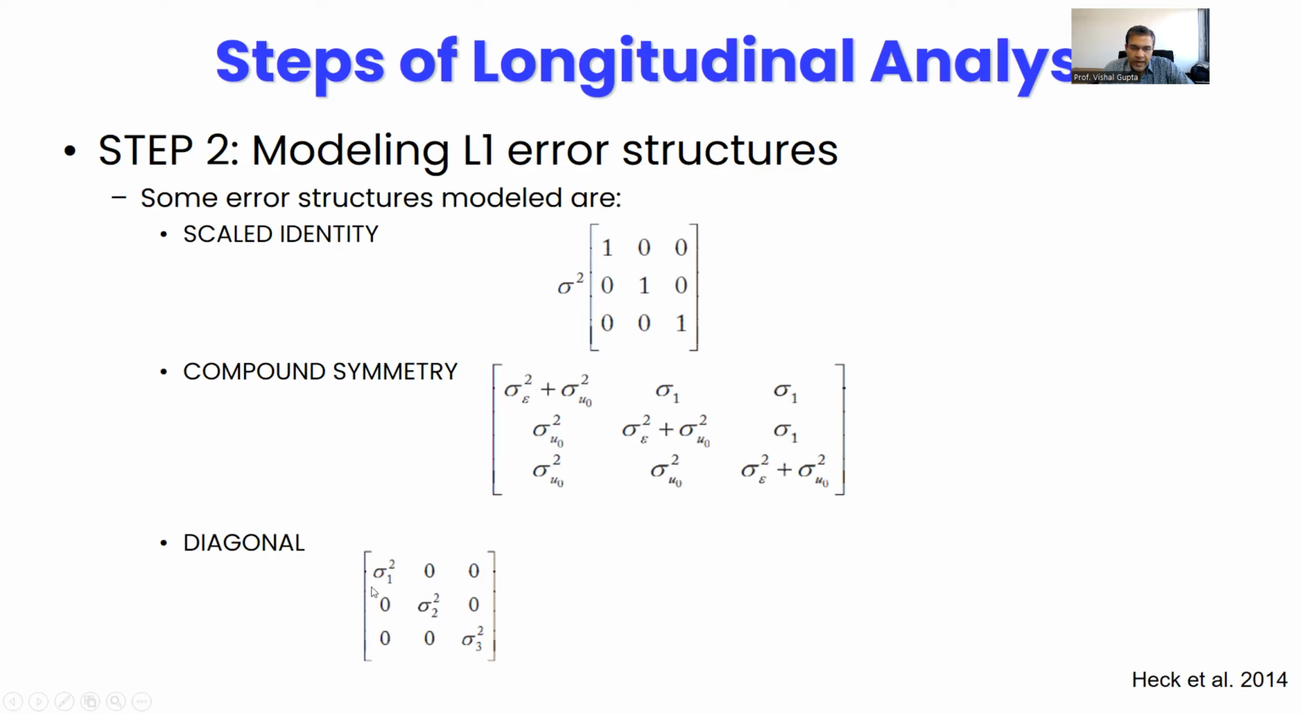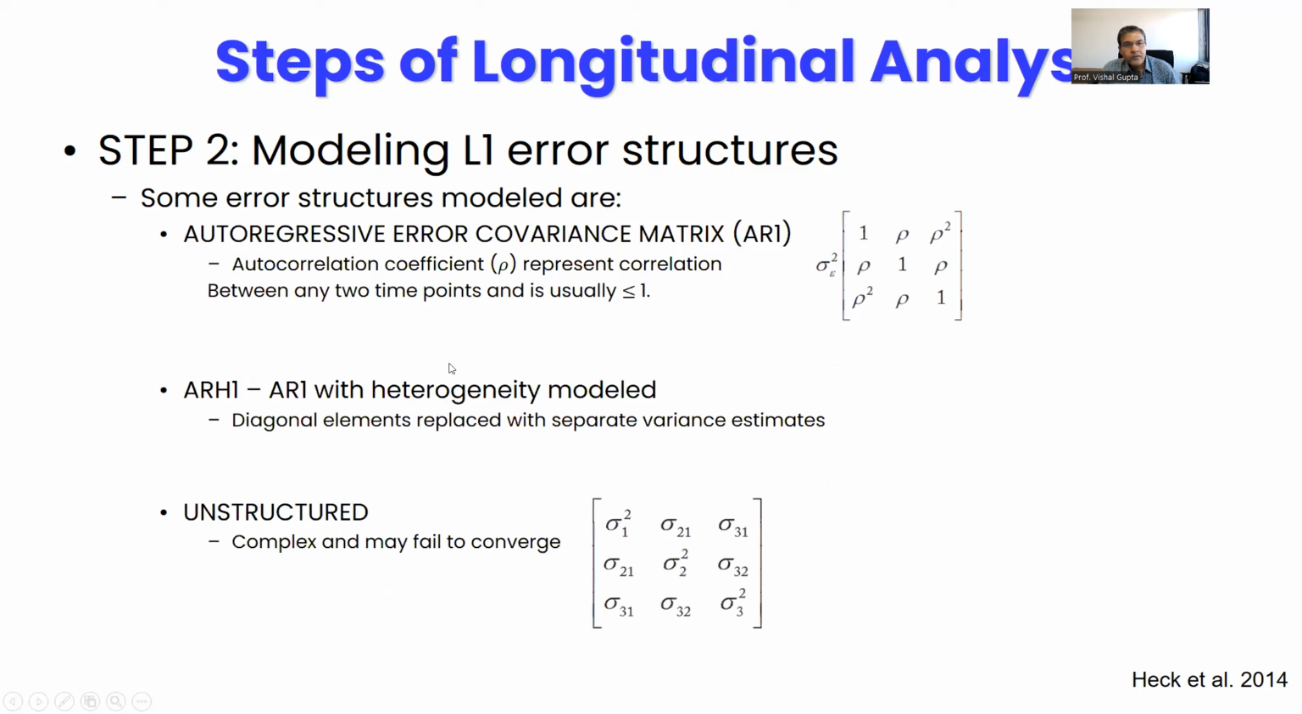Then you can have a diagonal L1 structure, which says there could be heterogeneity at the three time points: sigma 1 square, sigma 2 square, sigma 3 square, and they may be different from one time point to another, but there is no correlation between time points. This is again slightly better. Heterogeneity is modeled, but the correlation is not. This is called a diagonal error structure, which is again wrong.